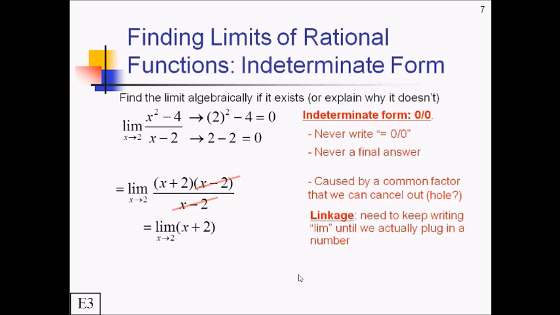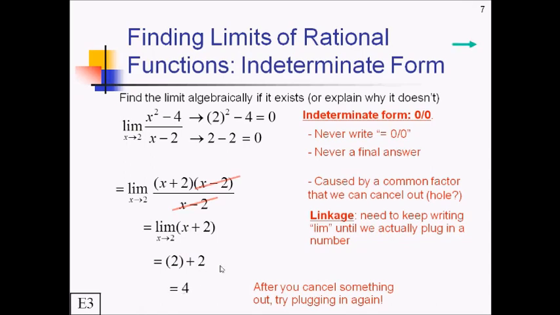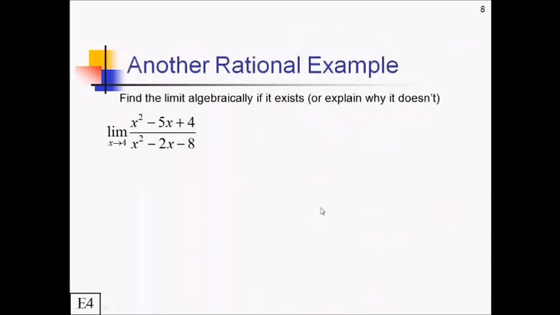And once you've actually canceled out something, you should try plugging in again. Because this x minus 2 over itself is what was giving you 0 over 0. Without that, maybe we'll get something better. When we plug 2 in again, and again, this is when I'm allowed to drop my limit, when I actually plug the number in, because now this is a function value, not just a limit. This is going to give me the number 4. So that ends up being my limit for this thing. So there was a lot going on that last example. Once you feel ready, pause the video and try this one out.